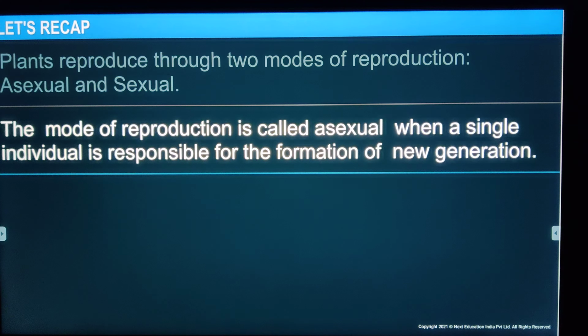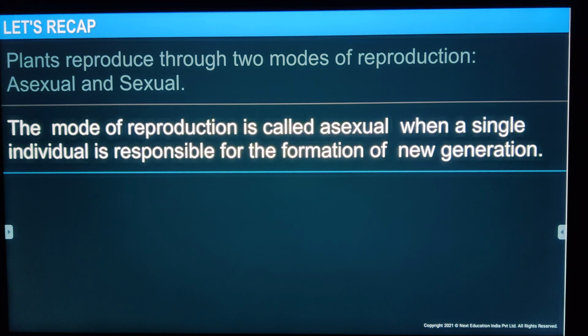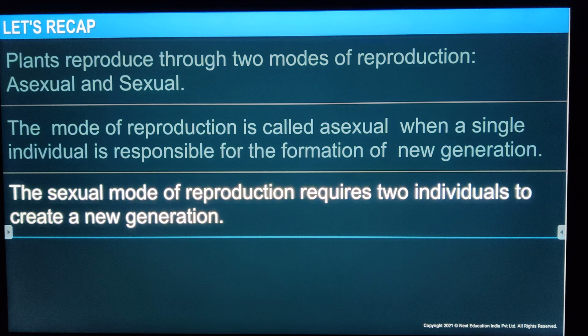In this module, you learned that plants reproduce through two modes of reproduction: asexual and sexual. The mode of reproduction is called asexual when a single individual is responsible for the formation of new generation. The sexual mode of reproduction requires two individuals to create a new generation.